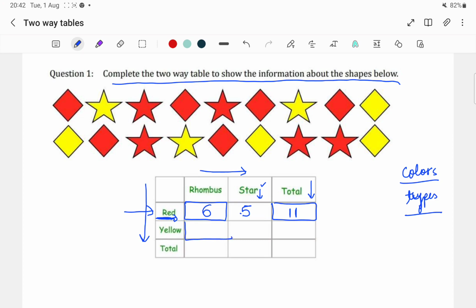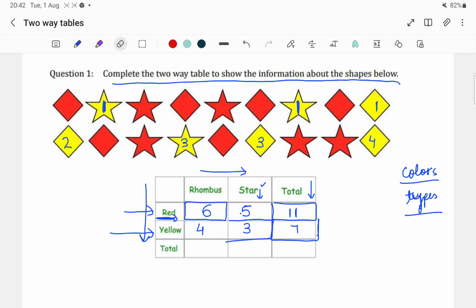Same way, next I have to find out the yellow shapes, and in yellow shapes I need the rhombus. This is yellow and rhombus. So yellow rhombus here is 1, 2 yellow rhombus, 3 yellow rhombus and 4 yellow rhombus. So I substitute here 4. Then we have the star, yellow star. So 1 yellow star, 2 yellow star, 3 yellow star. So 3 yellow stars. And now this total is a total of all the yellow shapes, either rhombus or star. So this is 7, 4 plus 3, 7.